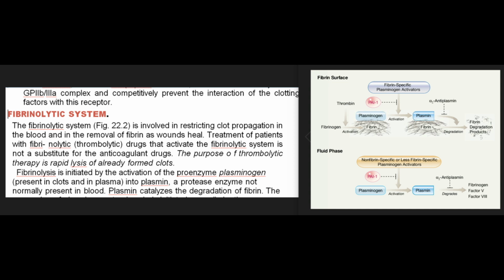Fibrinolytic system. The fibrinolytic system is involved in restricting clot propagation in the blood and in the removal of fibrin as wounds heal. Treatment of patients with fibrinolytic, thrombolytic, drugs that activate the fibrinolytic system is not a substitute for the anticoagulant drugs. The purpose of thrombolytic therapy is rapid lysis of already formed clots. Fibrinolysis is initiated by the activation of the proenzyme plasminogen, present in clots and in plasma, into plasmin, a protease enzyme not normally present in blood. Plasmin catalyzes the degradation of fibrin.